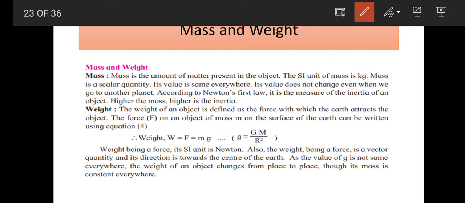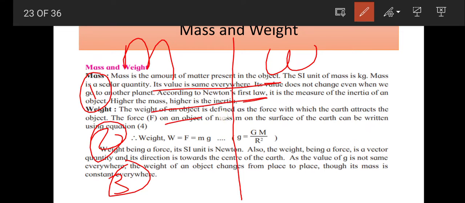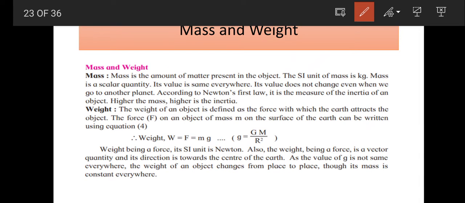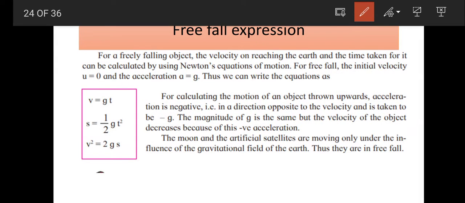Okay, in the exam they will ask the question, distinguish between mass and weight. That time, here is the mass and here is the weight. So you have to write the first point, second point, third point, and sort this point from this one. I hope you understood in what manner they will ask mass and weight. Now next one, free fall, that is the last bit.